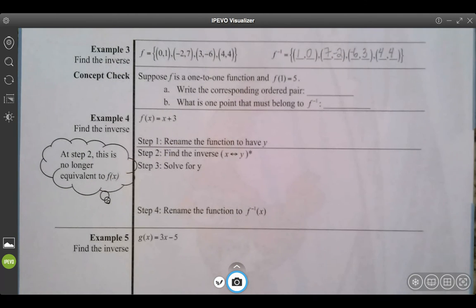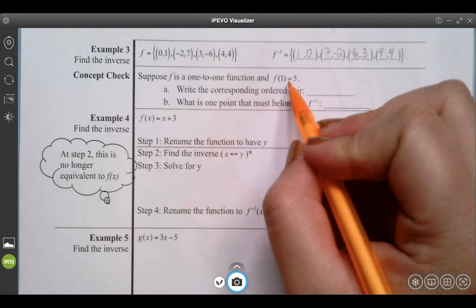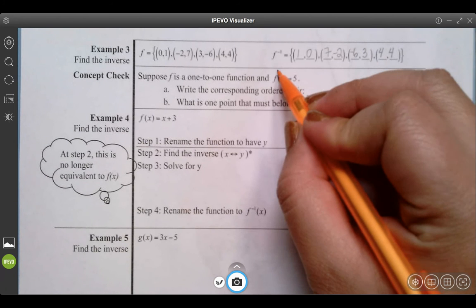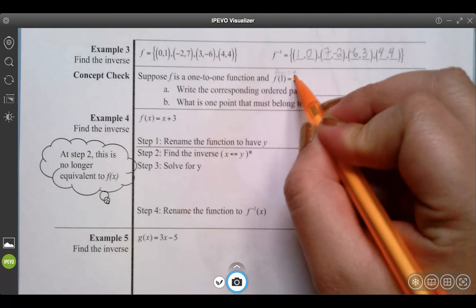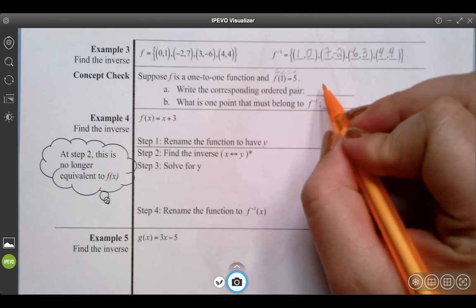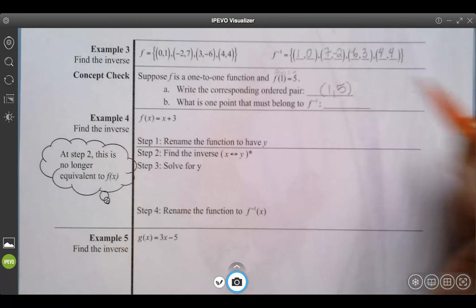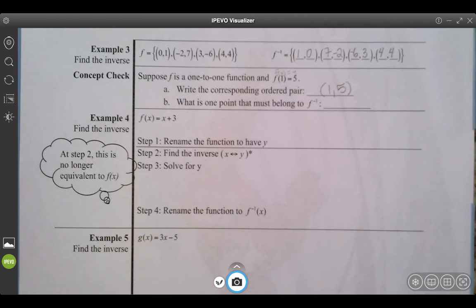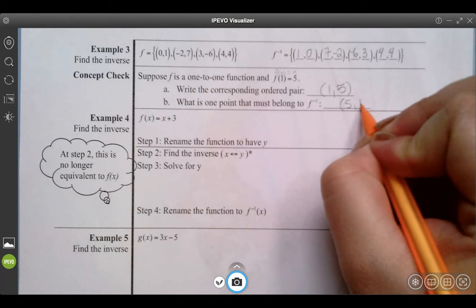I'd like you to do the concept check here and then answer it in Edpuzzle. Suppose that f is a one-to-one function and f of 1 equals 5. Find the ordered pair and the point that must belong to the inverse. The ordered pair that we get from here, remember, f of x equals y. So x is 1 and y is 5, so we get the ordered pair (1, 5), which means the inverse, we switch the x and y values, is (5, 1).